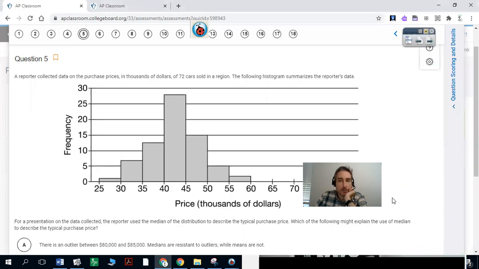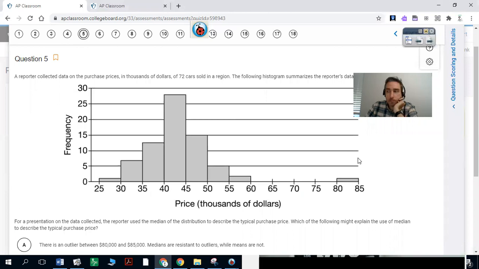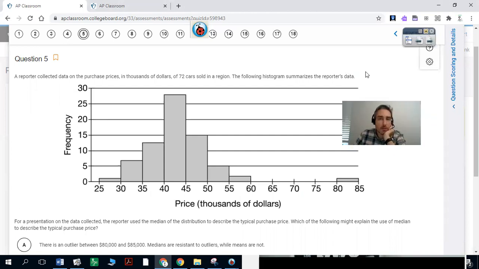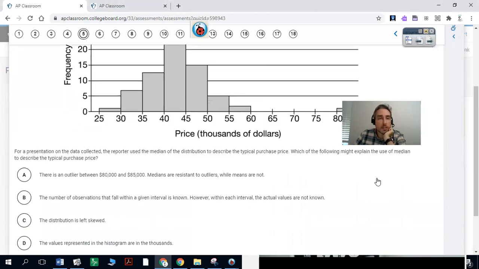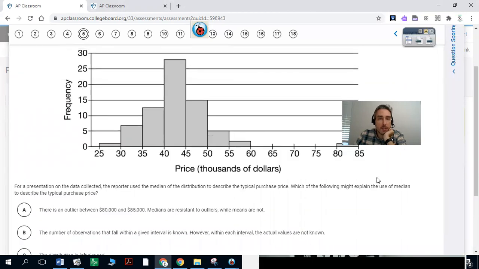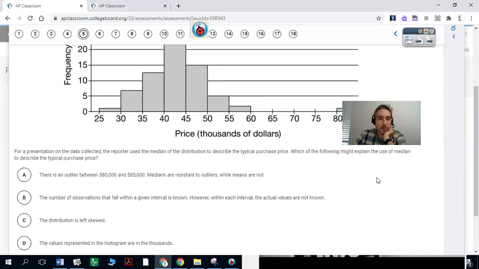Question 5. A reporter collected data on the purchase prices in thousands of dollars in cars sold in a region. The following histogram summarizes the reporter's data. Looks somewhat symmetric, but then you got an outlier over here. Let's see what's going on with that. For a presentation on the data collected, the reporter used the median of the distribution to describe the typical purchase prices. Which of the following might explain the use of median to describe the typical purchase price?